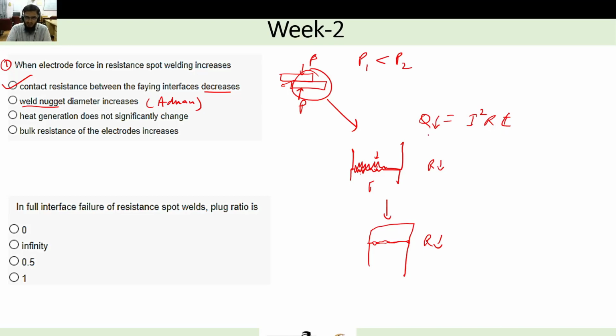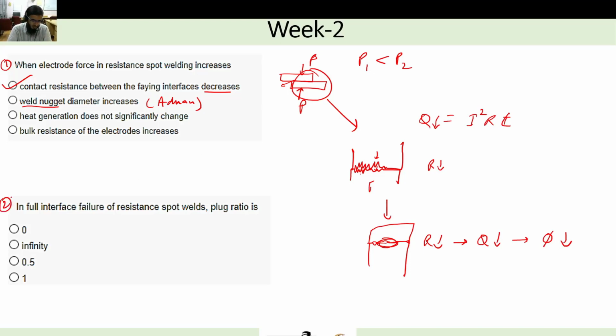If you decrease the Q, it means you are supplying less heat. In that case, nugget size will be decreasing. So the nugget diameter will not increase, it will decrease. By decreasing the resistance, you are decreasing the heat supply, and then the nugget diameter is also decreasing. So this is how we have to solve it. Have you got it? Both of you? Yes, sir. Okay. So basically this gap we are minimizing by applying the load, so resistance is getting minimized, so heat supply is minimized, and then diameter will decrease.